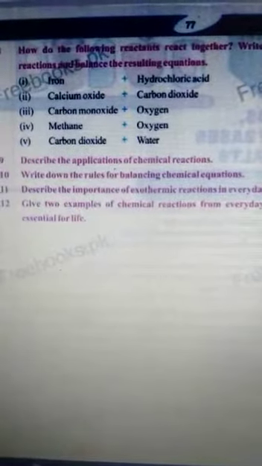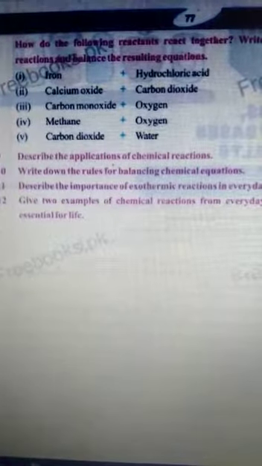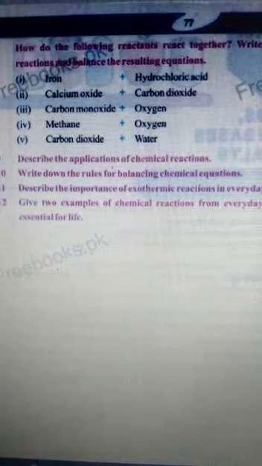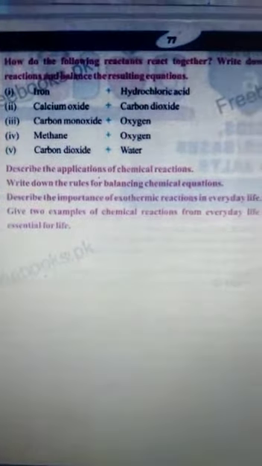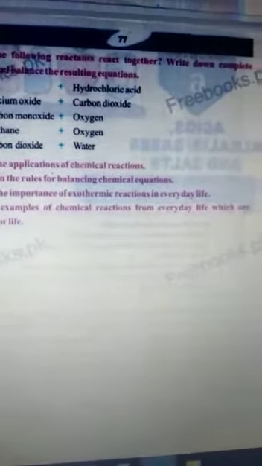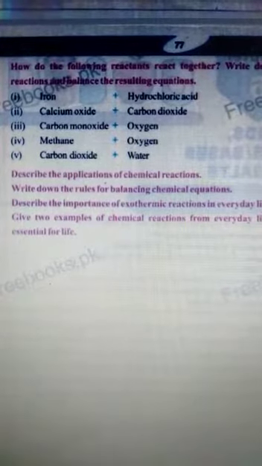Question number 8. How do the following reactants react together? Write down complete reactions and balance the resulting equations. Students, you can see that iron plus hydrochloric acid. When iron reacts chemically with hydrochloric acid, the products ferrous chloride and hydrogen gas are formed.